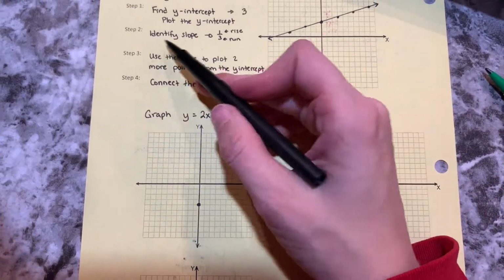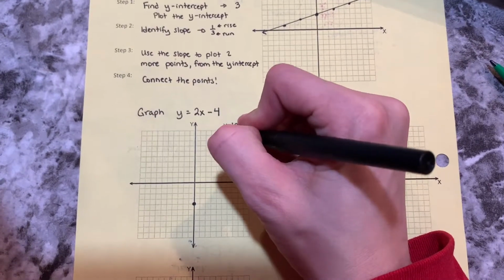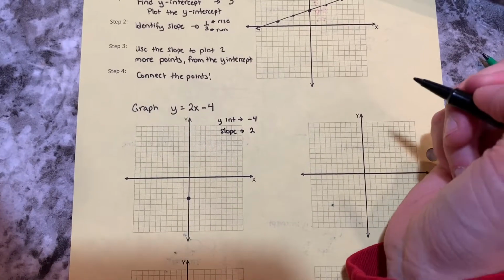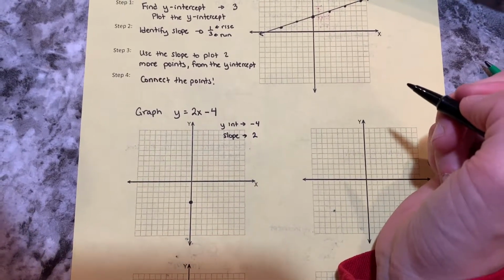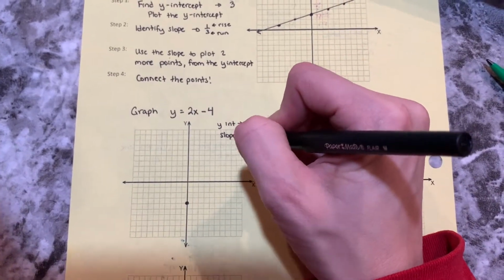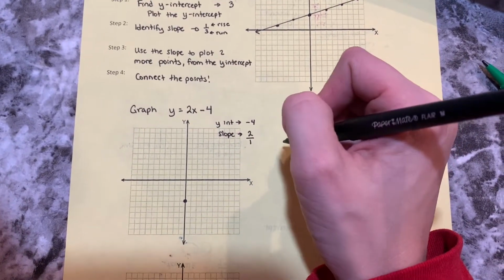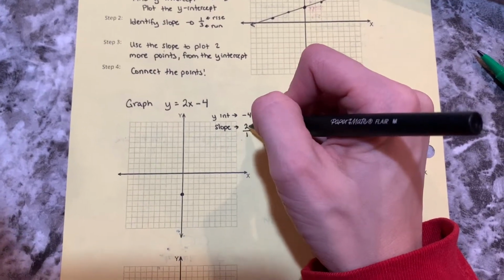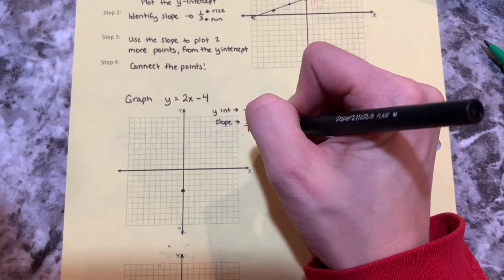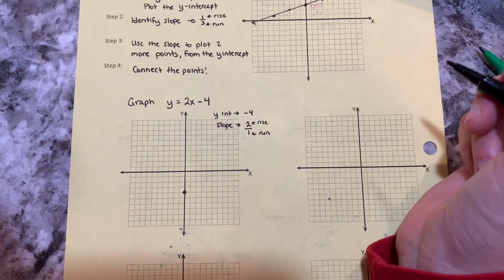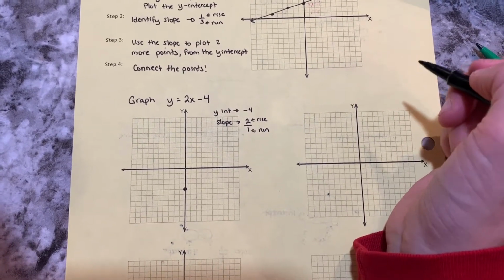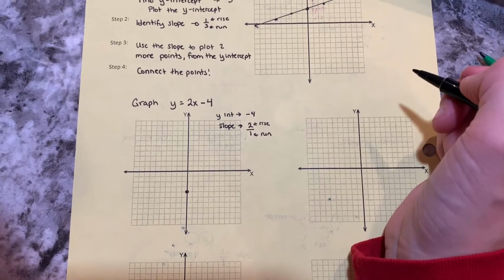And then step 2, identify the slope. Which in this case, our slope is 2. To figure out how on earth we're going to graph that slope, think that slope of 2 is really the same thing as 2 over 1, because that makes it a lot easier to think that 2 is the rise, the 1 is the run. Otherwise, if you just see the 2, it's kind of tricky to think, well, how far up am I going and how far over am I going? We're really going up 2 and over 1.